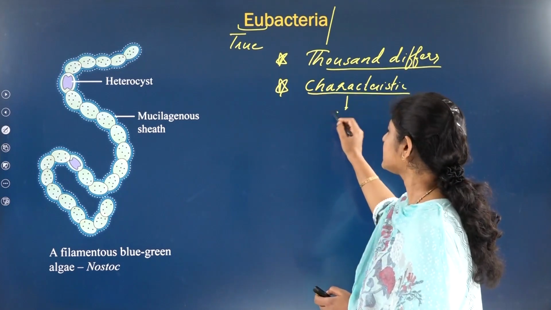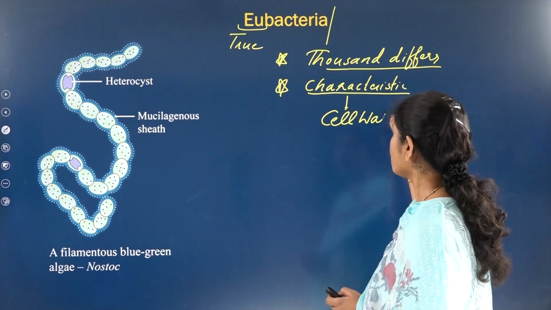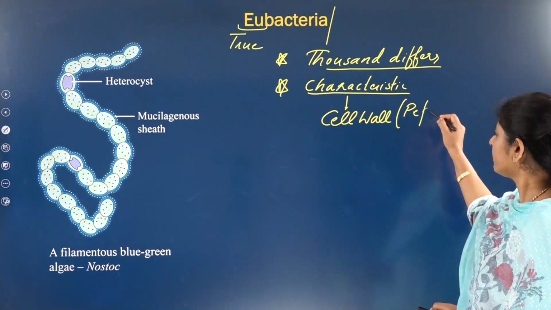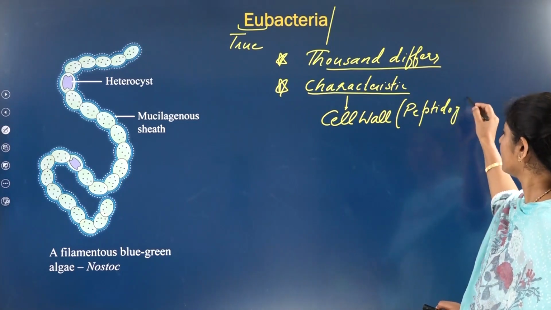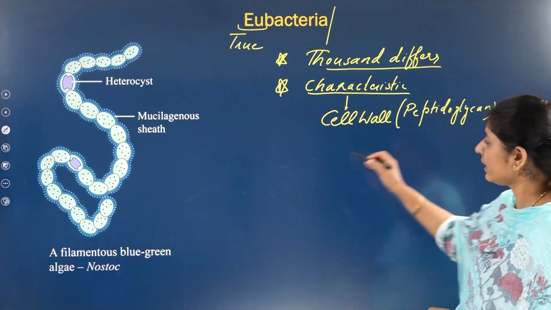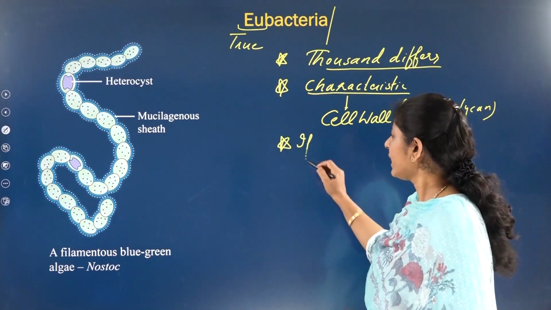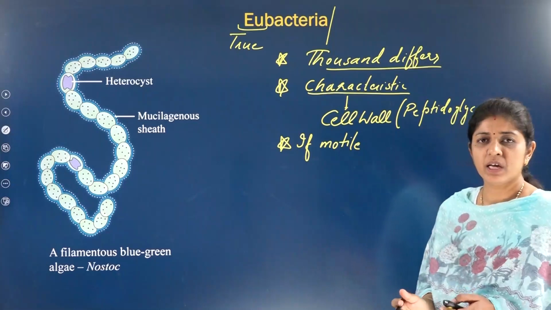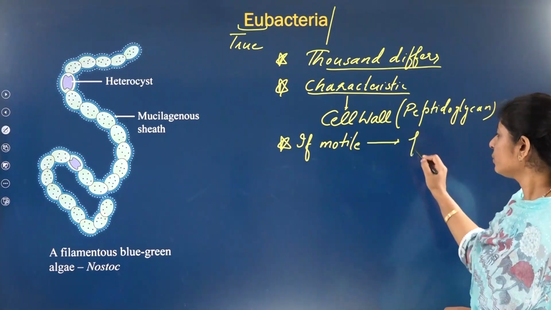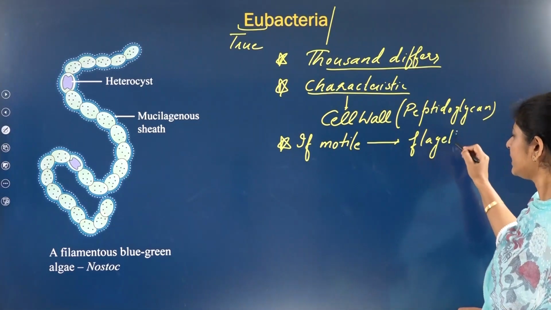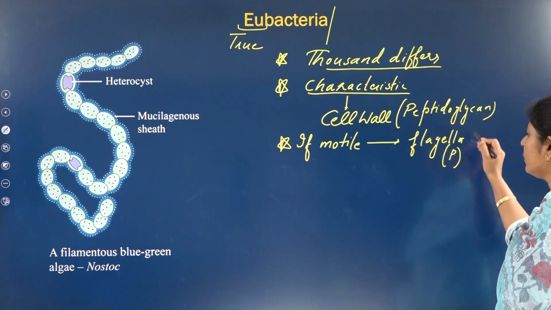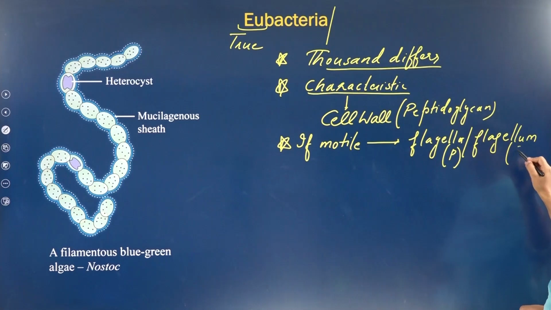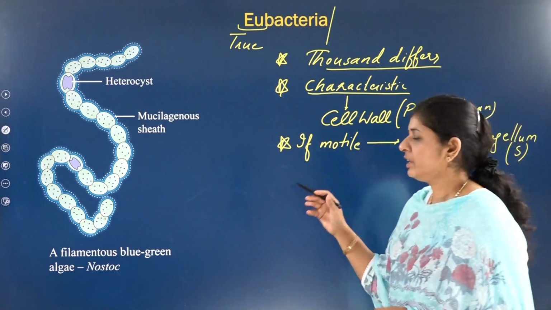What are those characteristic features? Like they have a cell wall, just now I said. What is the composition of the cell wall here? That is made up of peptidoglycan. Right? And moreover, if they are motile, motile means if they are movable from one place to another, it will be mobile due to the flagella. Flagella is the plural, whereas flagellum is the singular of that. Right? So they are motile.